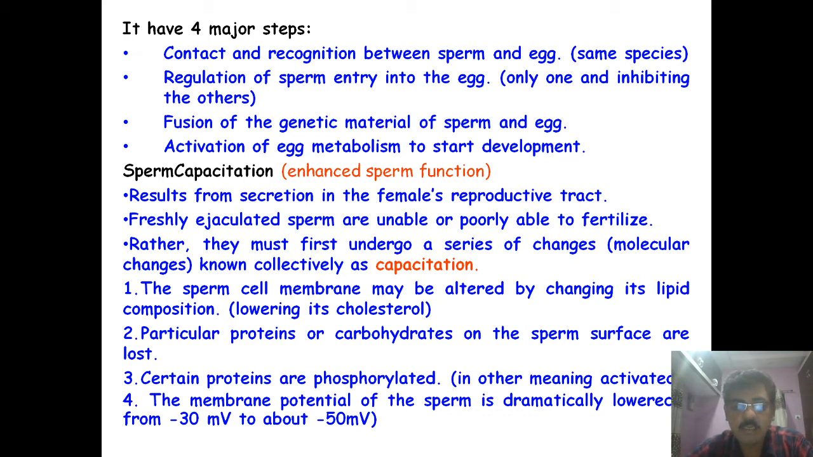During capacitation, the cell membrane of the sperm may be altered by changing its lipid composition. Particular proteins or carbohydrates on the sperm surface are lost. Certain proteins are phosphorylated, in other words activated. The membrane potential of the sperm is dramatically lowered from -30 millivolts to about -50 millivolts.